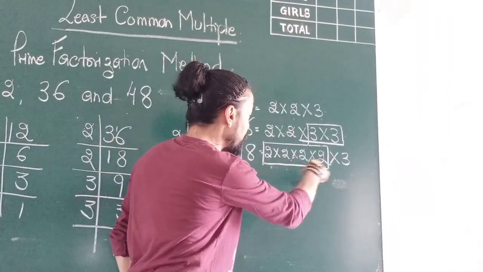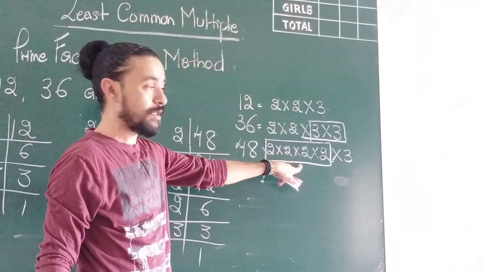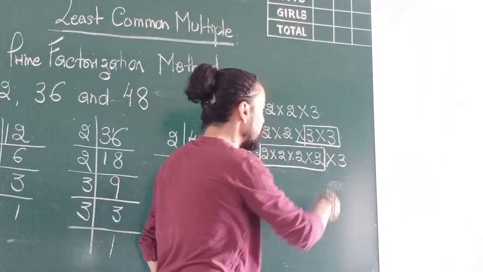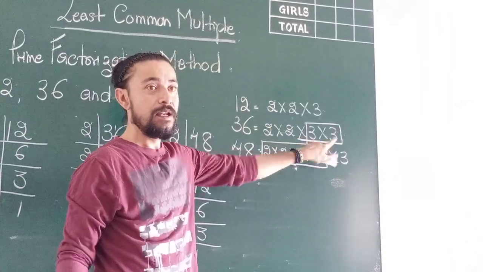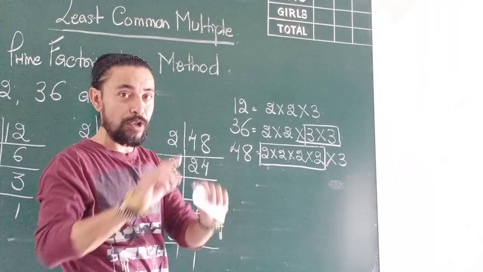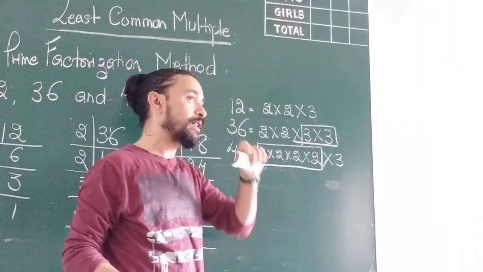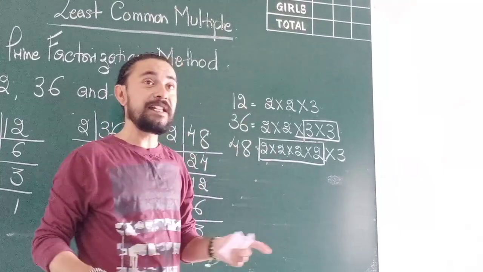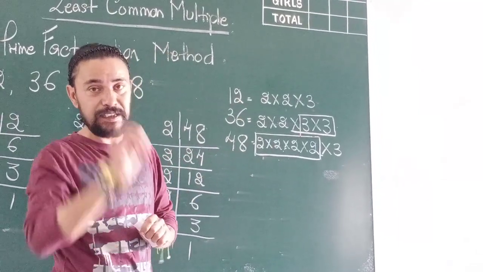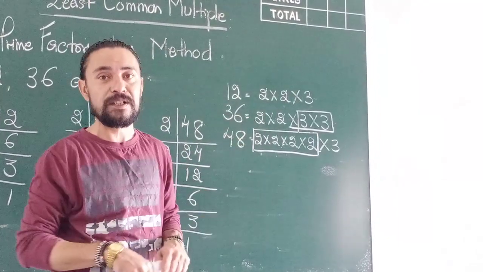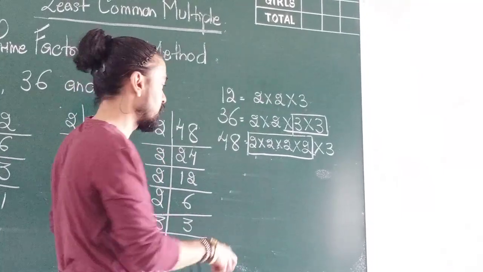2 is given 4 times here, so I made a box around this. 3 is given 2 times here, so I make a box around this. The maximum has to be made a box around. So one way that you can keep reminding yourself is that in HCF you circle the common ones, you make circles, but in LCM you make boxes, and boxes around the maximum ones.